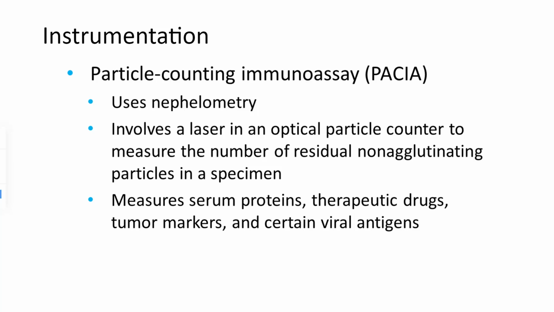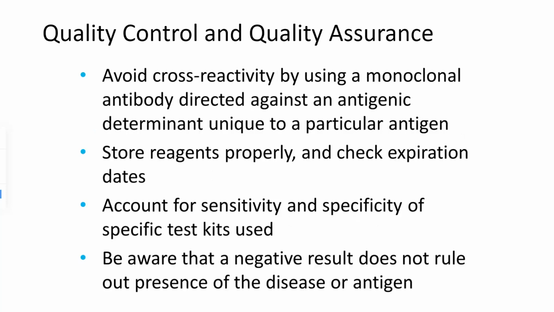Instrumentation: particle counting immunoassay uses nephelometry, which involves a laser and an optical particle counter to measure the number of residual non-agglutinating particles in a specimen. It measures serum proteins, therapeutic drugs, tumor markers, and certain viral antigens.